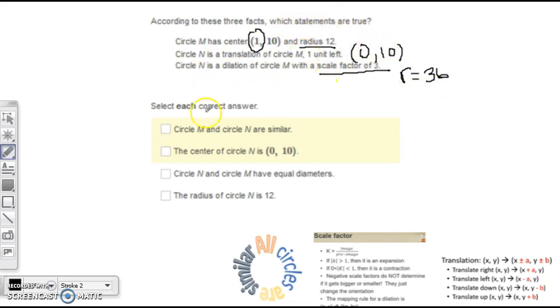All right, so that's just our facts. Now let's look down here and see what's true. Circle M and circle N are similar. Y'all, that's a freebie. All circles are similar. Anytime you see that, you know it's true. The center of circle N is 0, 10. Yep, we already figured that out. Circle N and circle M have equal diameters. Well, that's not true. This diameter would be 24, and this diameter would be 72, so not true. And the radius of circle N is 12. No, the radius of circle M is 12, but N has to be 3 times bigger, so that's not true either.